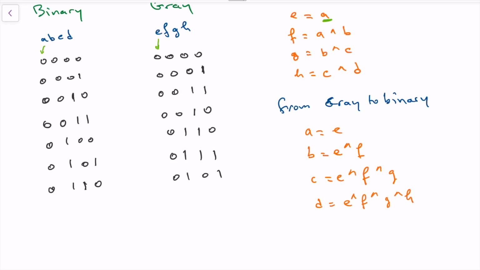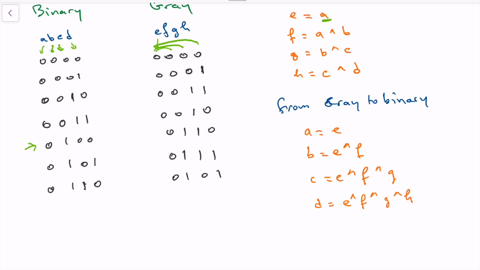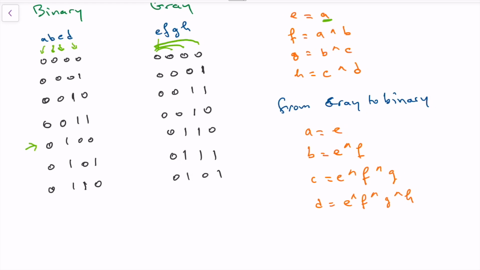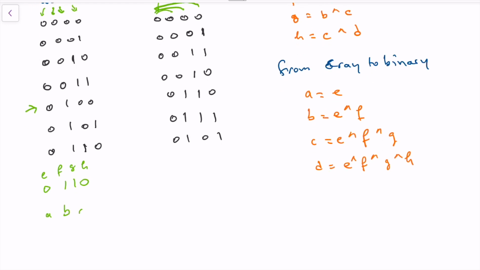So for example, A here is just E. B is the XOR of E and F. C is the XOR of E and F and G. D is the XOR of E, F, G, and H. And so if we take an example here, maybe take one like this one here. So to get the binary representation from 0, 1, 1, 0, right? So this is E, F, G, and H. So for the binary, we are looking for the values A, B, C, D.